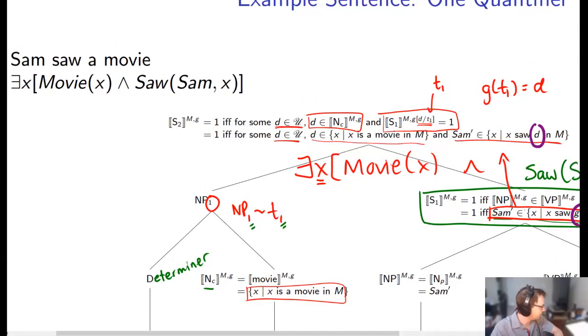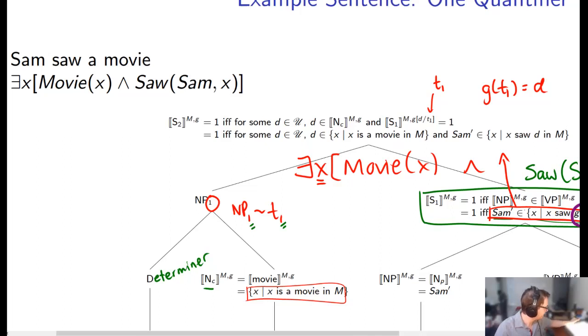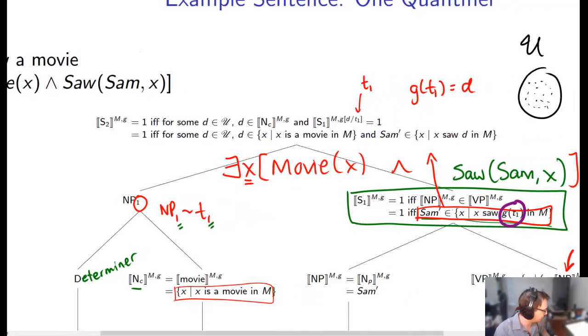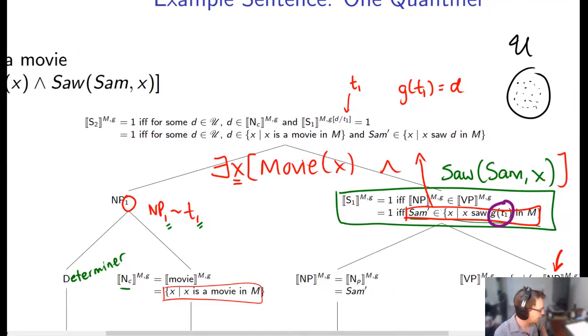There we go. So just to have that comparison on screen with the predicate logic translation again, and the final line here. So let me just get rid of these lines. So you have there exists an X. I guess I already rewrote it below. But again, there exists an X, movie X, and saw Sam X. So we have that there exists an X.